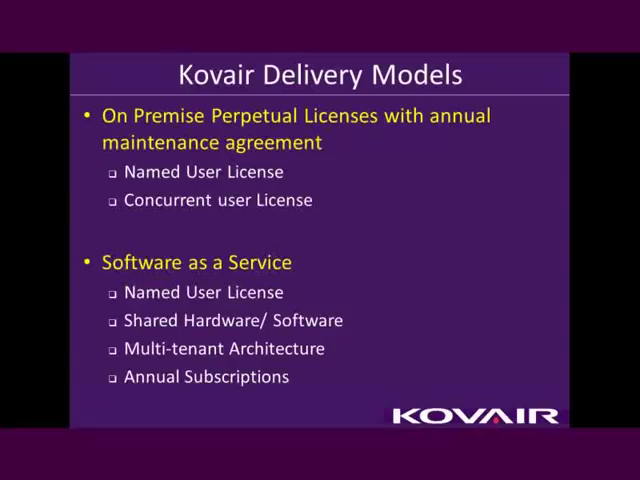Kovair is delivered in two ways. One is on-premise as a perpetual license, typically for very large companies. That is the model they typically follow, and we have both named user license as well as concurrent user license. But for smaller companies, we also offer software as a service with a multi-tenant architecture, with shared hardware and software. We can provide you the power of Kovair at a very reasonable, very competitive price.